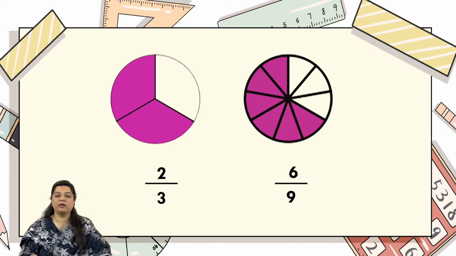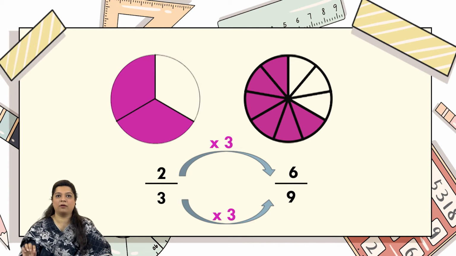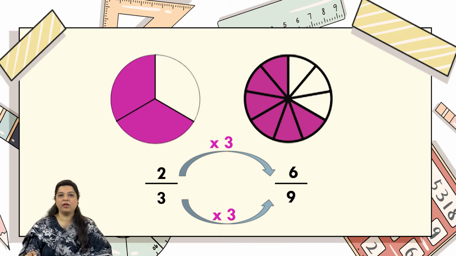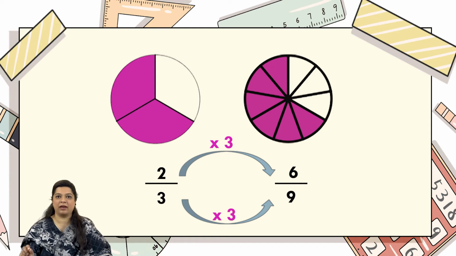Now, how can we tell what is the similarity or the connection between these two fractions? We can see that these are bound together with a common factor, multiplied by 3. If 2 is multiplied by 3, you will get 6. If 3 is multiplied by 3, you will get 9. Hence, the left side fraction is an equivalent fraction of the right hand side. Now let's see another example.